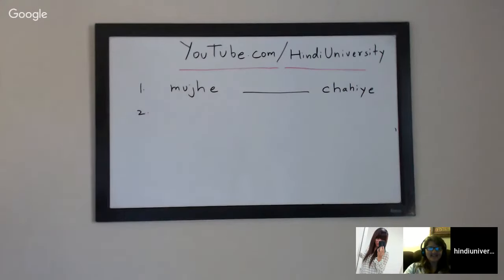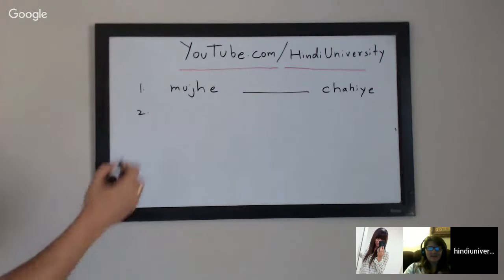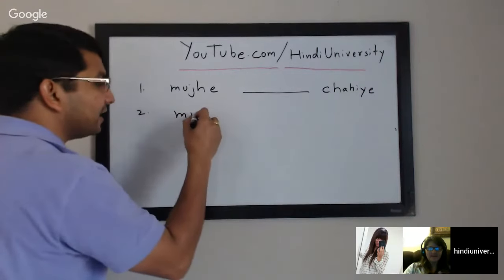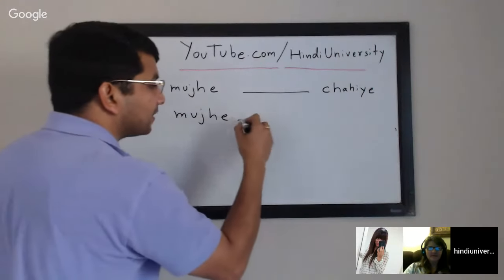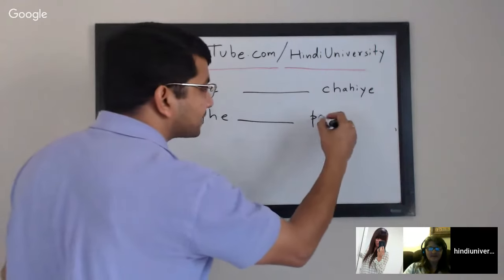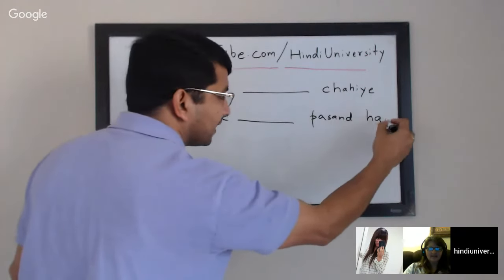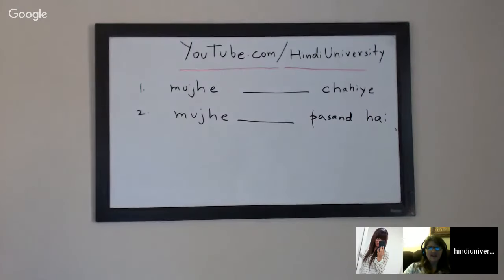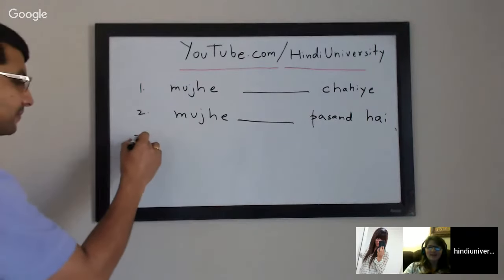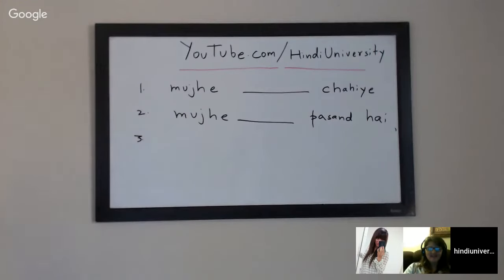The second one was when you like something, right? And you say मुझे something, and then you say पसंद है. Liz, you want to try another one? हाँ हाँ, मुझे ice cream पसंद है. Very good, right? मुझे आइसक्रीम पसंद है. You are on fire today, huh? I know these. I like these.